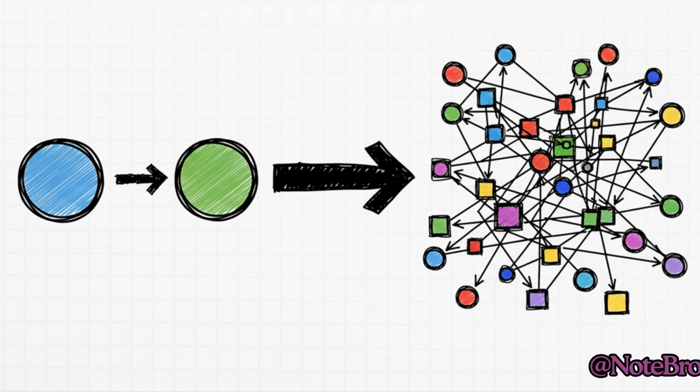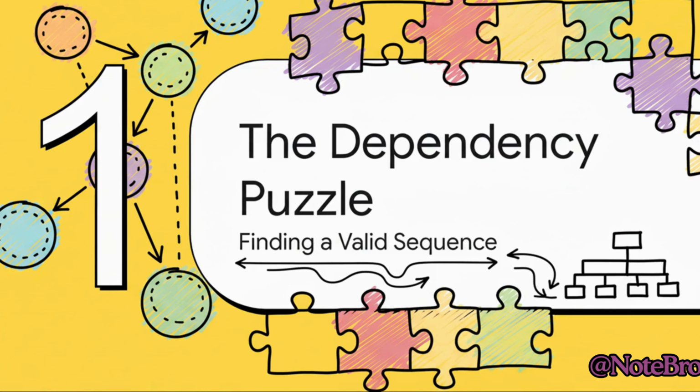The real challenge is, how do you map out all those dependencies so that everything happens in the right order? So that brings us to the core of what we're talking about today, the dependency puzzle. How do you figure out a valid sequence for a whole bunch of tasks when some of them absolutely have to be completed before others can even start?